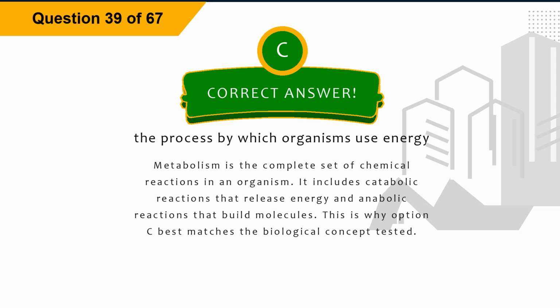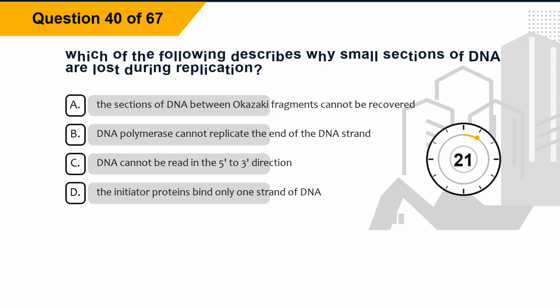Explanation. Metabolism is the complete set of chemical reactions in an organism. It includes catabolic reactions that release energy and anabolic reactions that build molecules. This is why option C best matches the biological concept tested. Question 40. Which of the following describes why small sections of DNA are lost during replication?